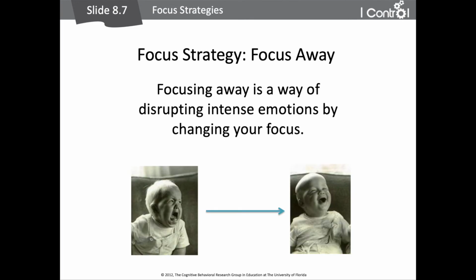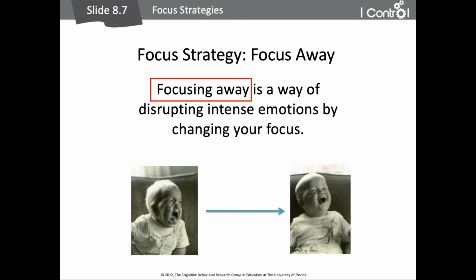When emotions are intense, thinking about anything other than how strongly you feel is hard. The focus away strategy works by helping you focus on other sensations that are not as intense. For example, when you stub your toe, you could use focus away by focusing on any of your other senses, like the sound of some music or the sun shining on your face. This helps you distract yourself from the emotion.